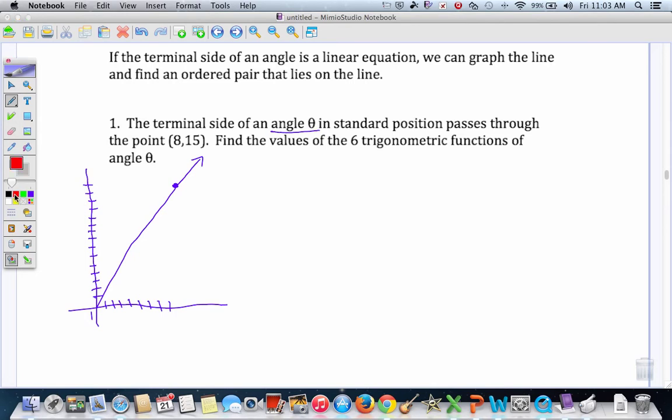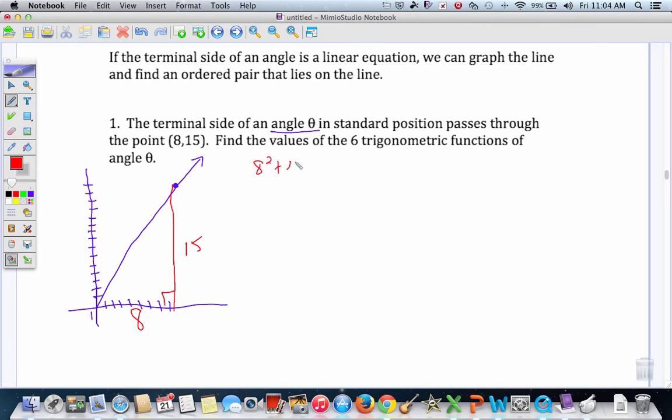All we're going to do is use that point and come straight down and make our right triangle. So here we have our right angle, which means we've come over 8. We've gone up 15. Now we might remember that triangle from geometry, an 8, 15 something triangle.